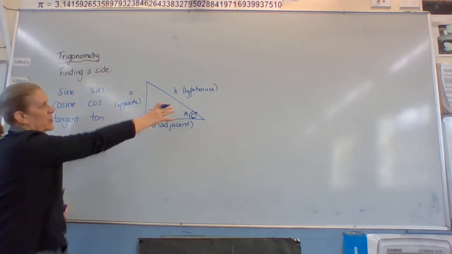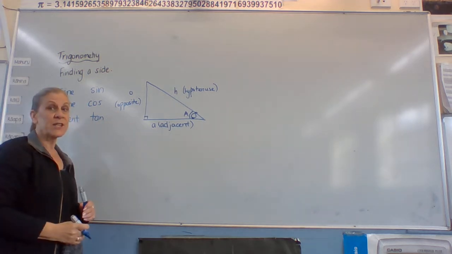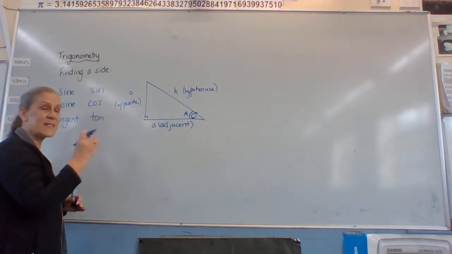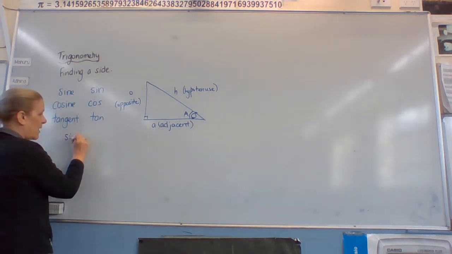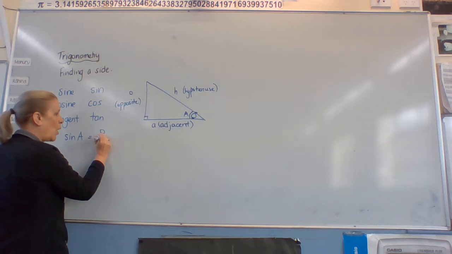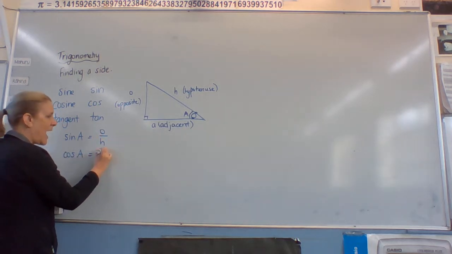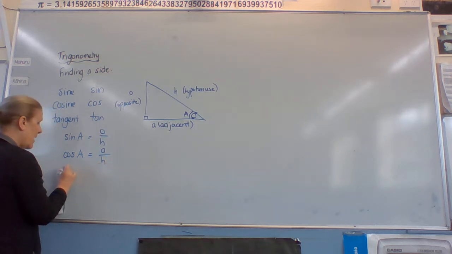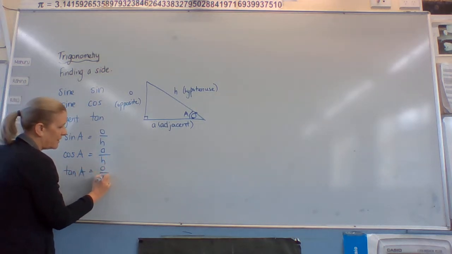So our three ratios relate to this triangle. Three things can go together in three different ways, so you can always leave one out. For sine, we write O over H. For cosine, we write A over H. And for tan, we write O over A.